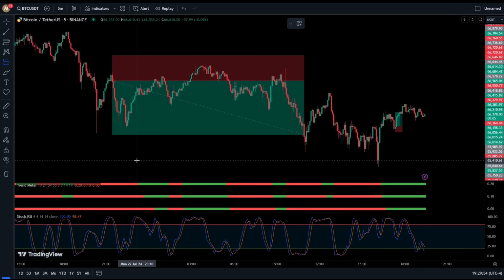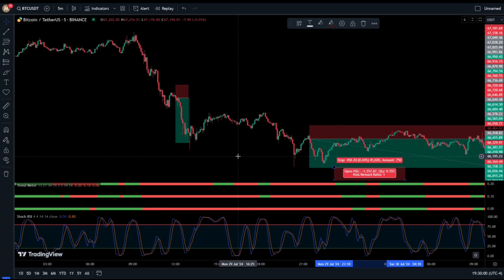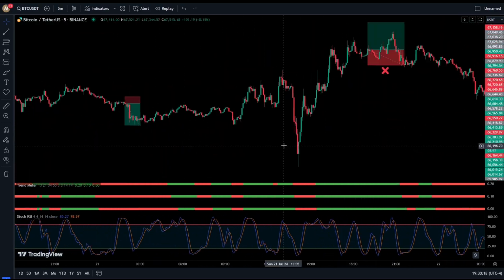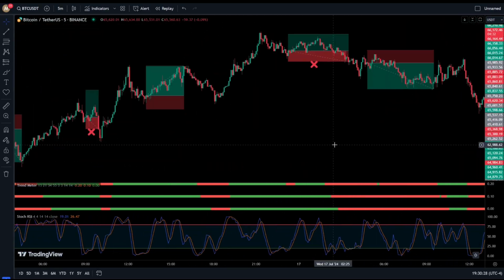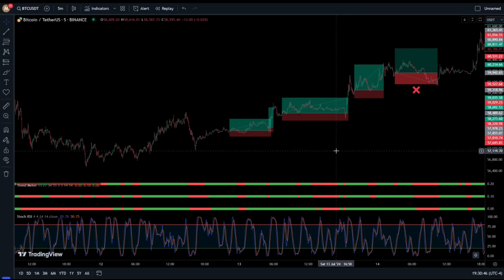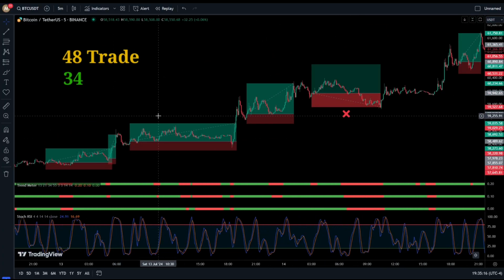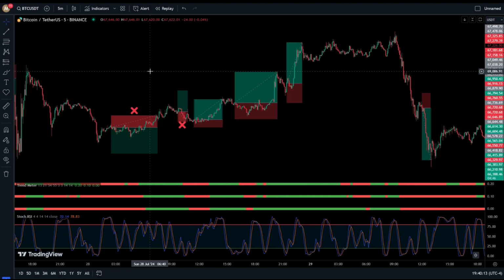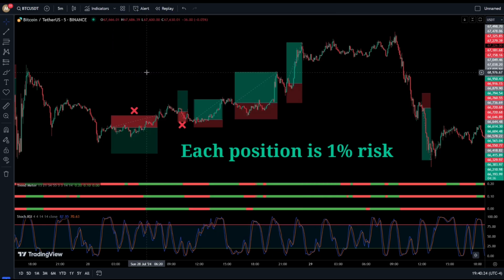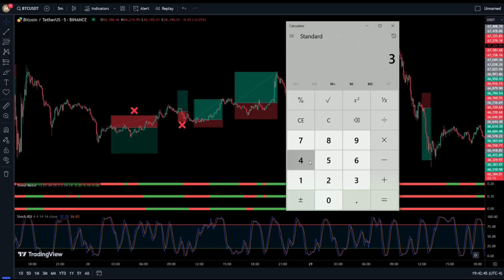Let's count the trades. 48 trades in total, 34 wins, and 14 stop losses. All our trades had a 1-to-2 risk-to-reward ratio. I know it is not very accurate, but imagine we risked only 1% of our total for each trade.